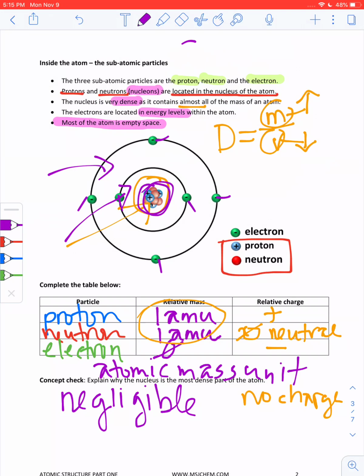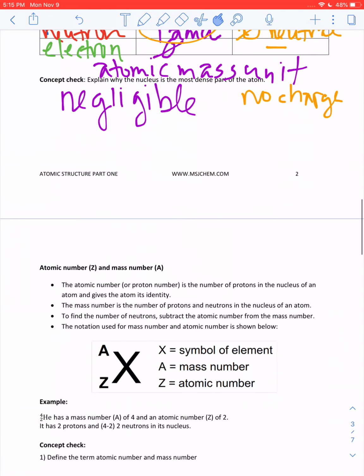Okay, and then the term nucleons right here, once again, that refers to protons and neutrons. So if I say nucleons, I'm talking about protons and neutrons all together. And that's just the term for the particles inside the nucleus, which are the protons and the neutrons.